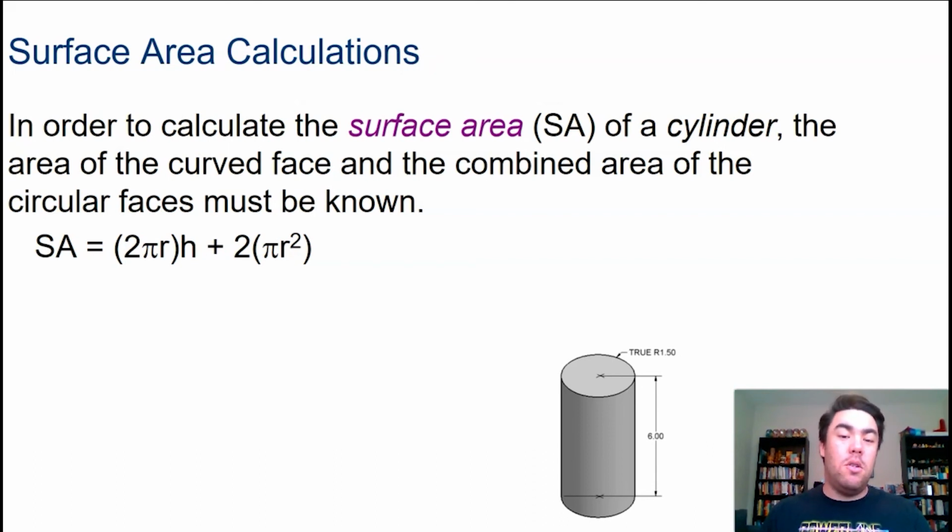So why don't you go ahead and try this example where the radius is 1.5 inches and the height of the cylinder is 6 inches, and solve this on your own. Press pause, and when you come back, check and make sure that you got this right.